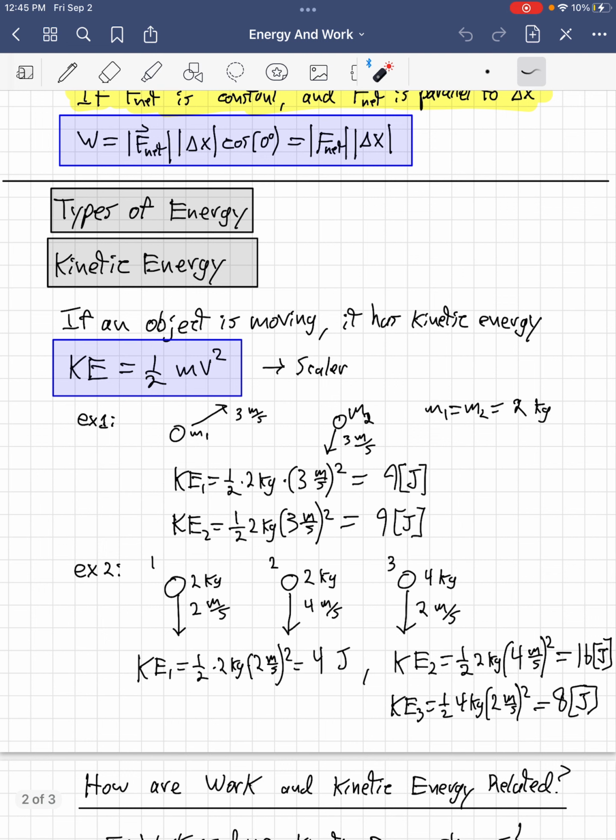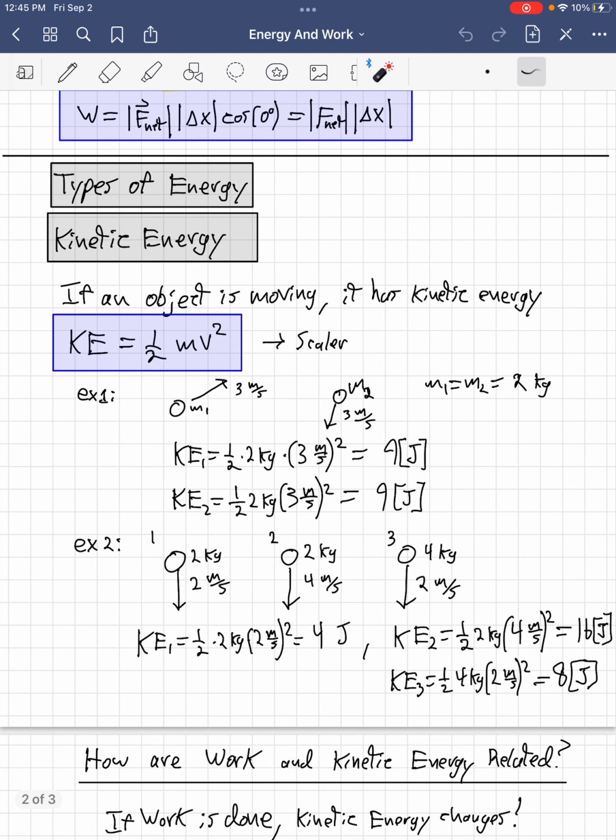Work has the same units of energy, and we're going to talk about types of energy now. So when you apply work to an object, you can increase its energy. And so if an object is moving, it has kinetic energy. So kinetic energy is one kind of energy, which we sometimes write out as KE. So kinetic energy is equal to 1/2 times the object's mass times its velocity squared. And again, this is a scalar. So you plug in the magnitude of the velocity here. It really doesn't matter what direction it's moving.